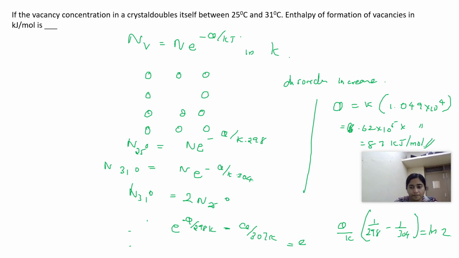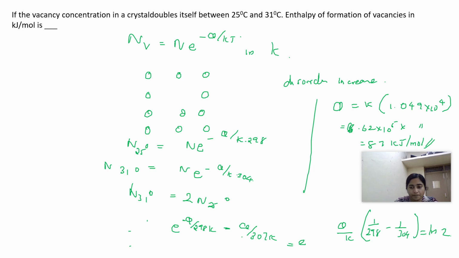Now can you repeat this explanation? Yeah, actually, you have to find the enthalpy of formation. There are two conditions, 25 degrees Celsius and 31 degrees Celsius. So you have to apply both conditions and see what difference is happening there. So here N31 and N25, this will be the formula. Convert the temperature into Kelvin and you will get the relative formula like this. And the question itself gives doubling: the crystal doubles its vacancy concentration. So N31 will be 2 times N25.